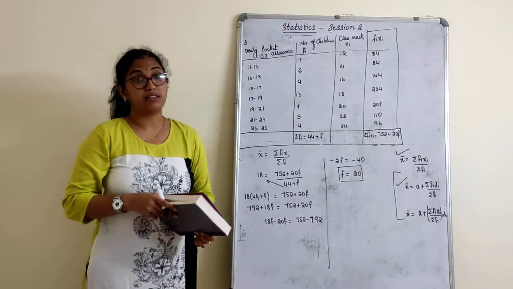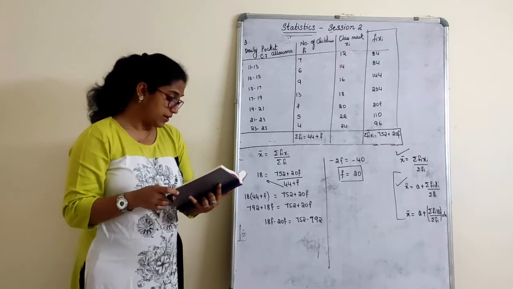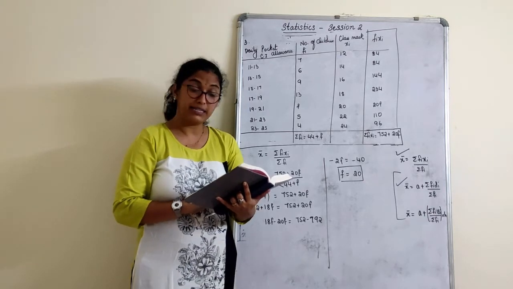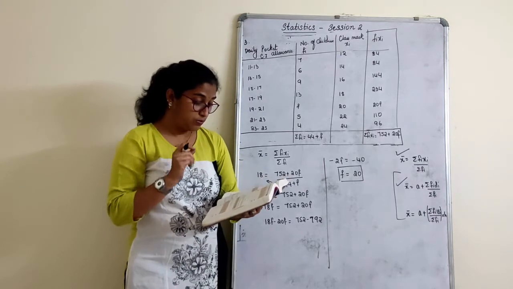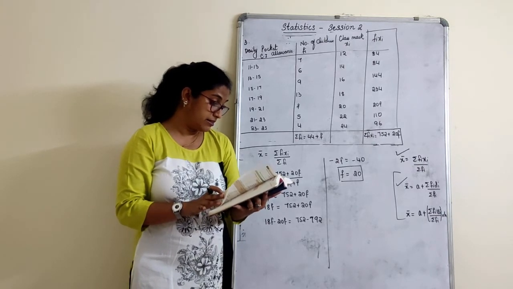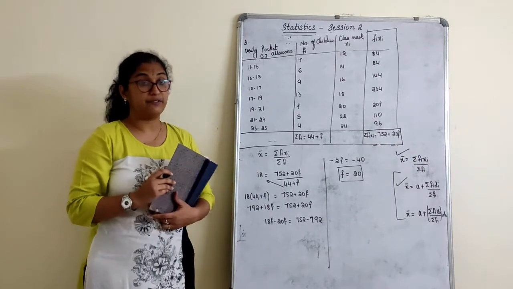Understood? Prefer direct method. Okay, we'll do the next one. Fourth one we will do where the class mark will come in decimal. And I'll do one more sum where the given data itself is in decimal. That is seventh one. Two more sums I'll do here. So with that we'll wind up in the class.